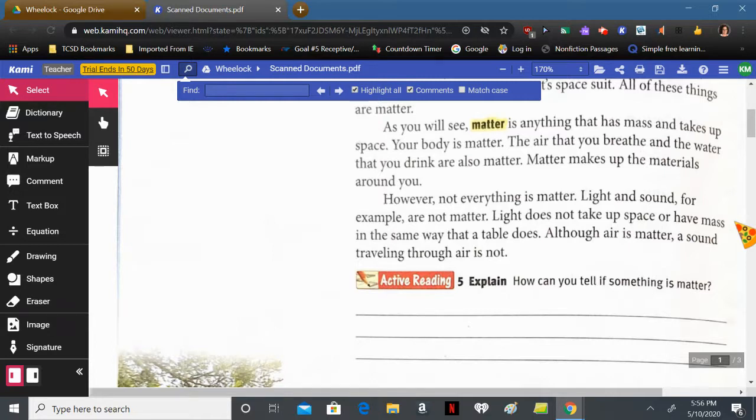Light does not take up space or have mass in the same way that a table does. Although air is matter, a sound traveling through air is not.